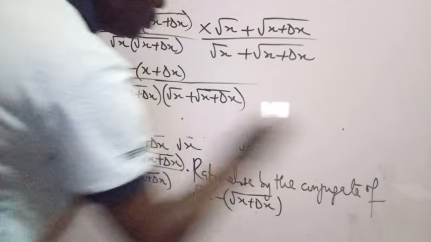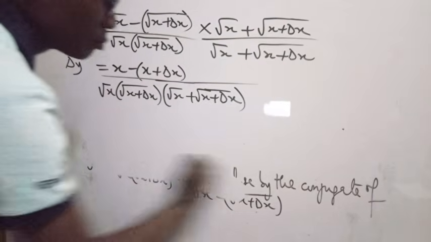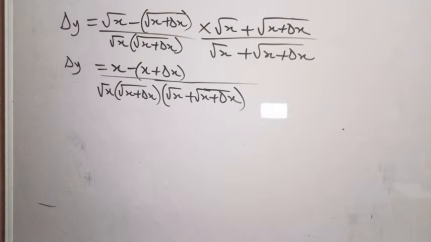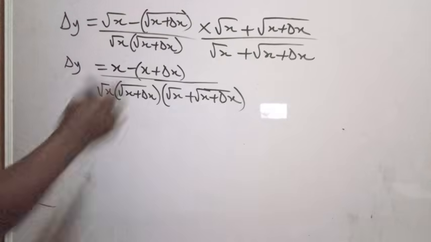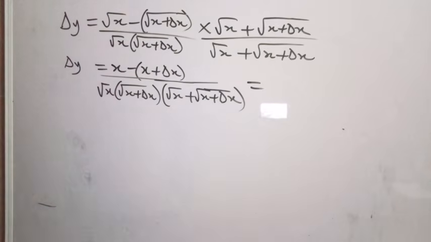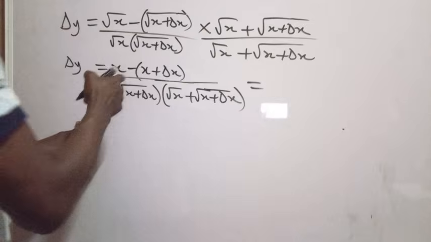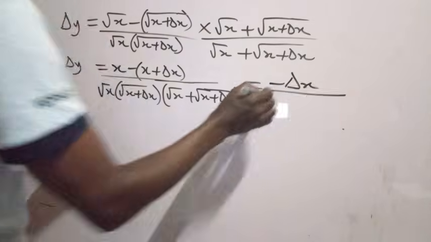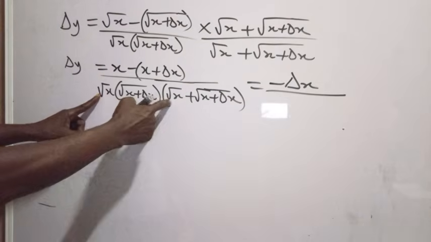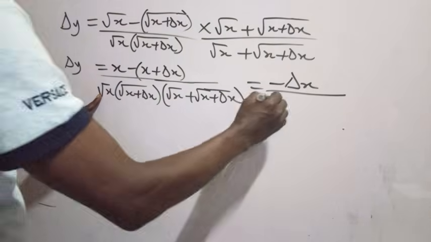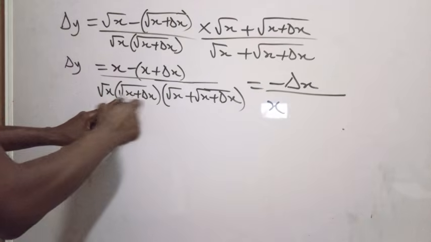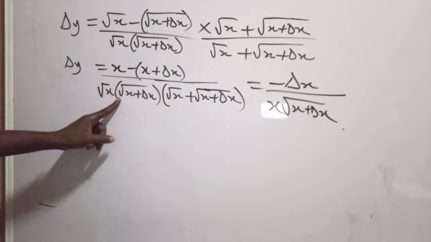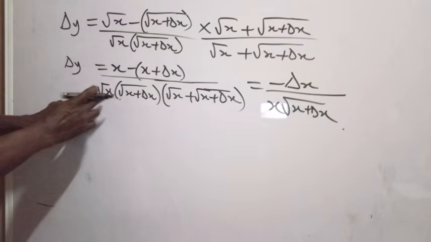So now, what next? x minus x is cancelled, then it will be minus delta x. That's minus delta x all over, now multiplying this by this, root x times root x you have x, and you'll be left with root of x plus delta x, good. Now we are done with this. It now remains this and this.